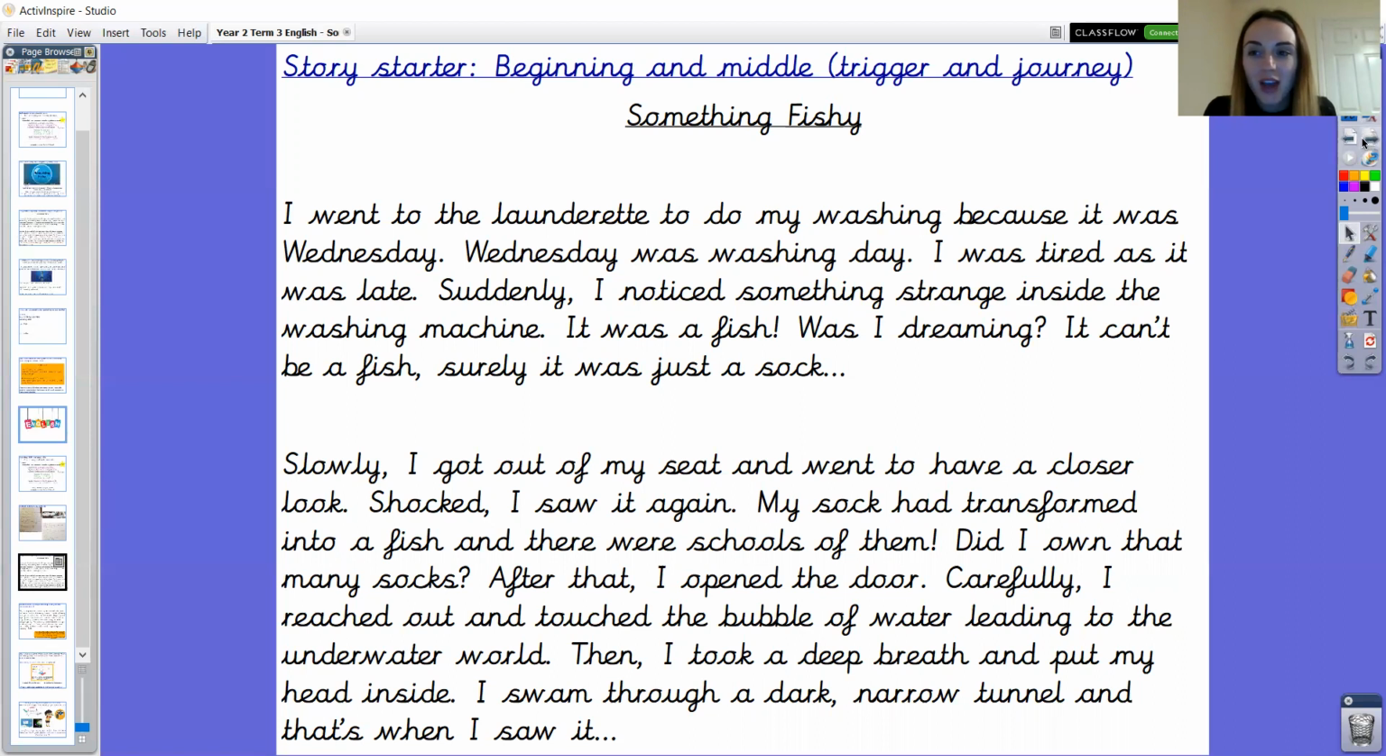Okay, so I'm going to share with you now, Year 2, my modelling of what the ending might be like from having used our planning to help us. So I'm going to read the story ending to you now as an example.